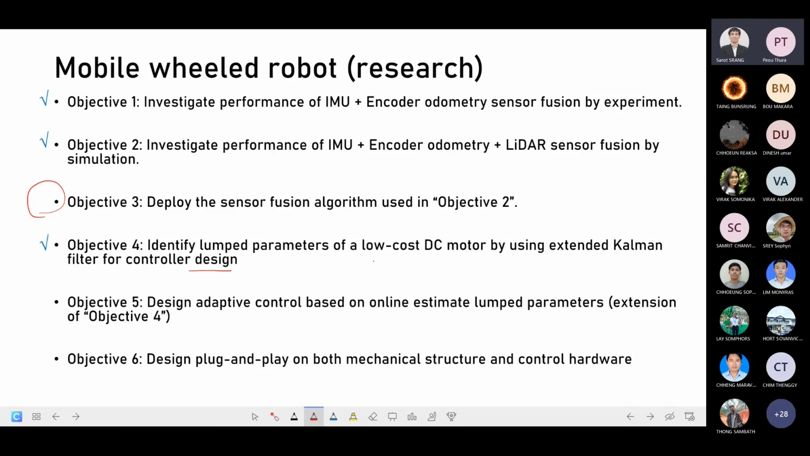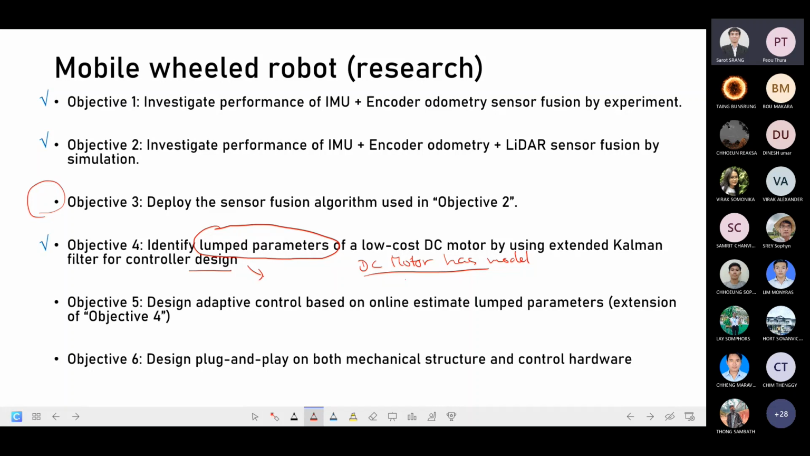So actually, a DC motor has a physical model. But unfortunately, for a low-cost one, we cannot get the information of the parameters, for example, the resistance of the winding, the coefficient of back EMF, the torque constant, or the moment of inertia of the motor. We do not know. So we use an algorithm to identify lumped parameters. The DC motor can be described as a differential equation with parameters resistance, inertia, torque constant, back EMF constant, viscous friction coefficient, and Coulomb friction.